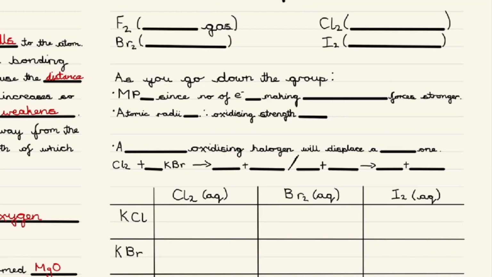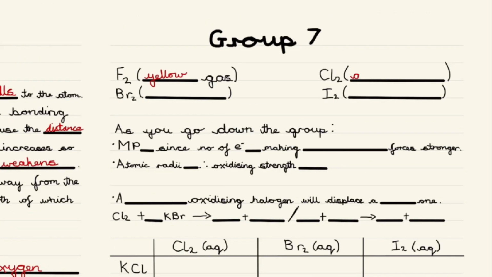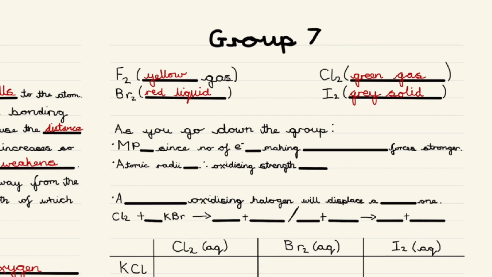Okay, so at standard conditions, fluorine is a yellow gas, chlorine is a green gas, bromine is a red liquid, and iodine is a grey solid. Now as you go down the group, the melting points increase, since the number of electrons increase, making the van der Waals forces stronger, and also the atomic radii increase, which means that the oxidizing strength decreases.